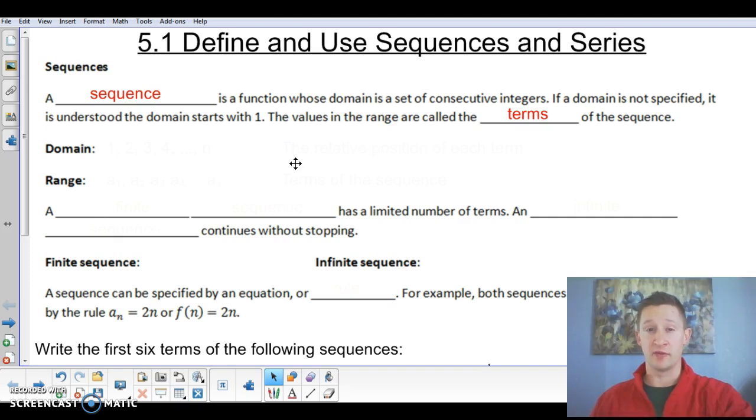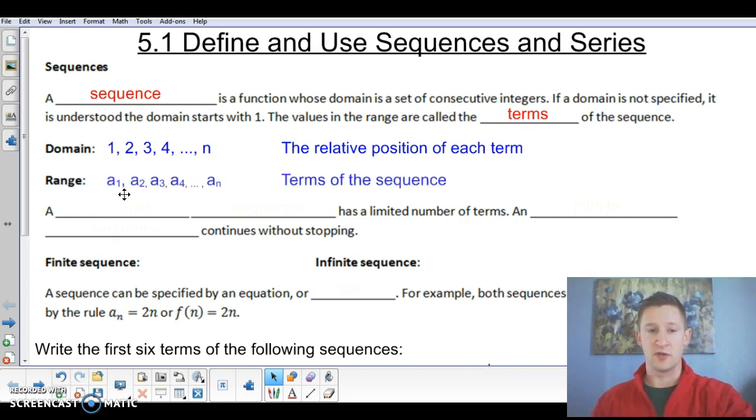To give you an example of what that would look like, the domain is going to be something like 1, 2, 3, 4, etc., all the way up until n, depending on the number of terms that exist in that sequence. The range sometimes is considered this way: a sub 1, a sub 2, a sub 3, a sub 4, etc., all the way up to a sub n, meaning the first term, the second term, the third term, the fourth term. What is the term when I plug in 1? What is the term when I plug in 2? What is the term when I plug in 3? And so forth.